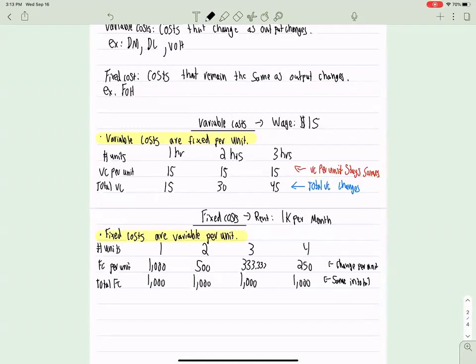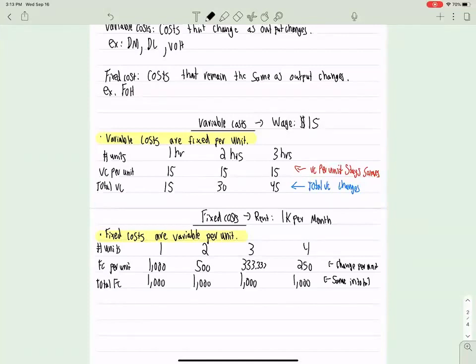Have I lost anyone? Variable costs are fixed per unit. Fixed costs are variable per unit. I know it sounds like gibberish, but it's something you guys have to understand on your exam. Go speak to friends. You can always send me a message later. You have to understand it. You will get a question like this 10,000% on your midterm.